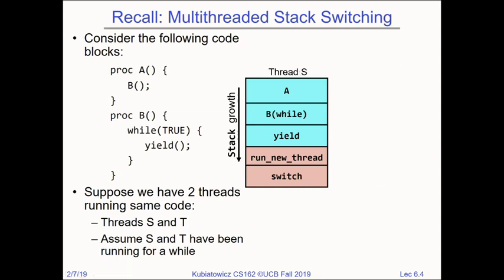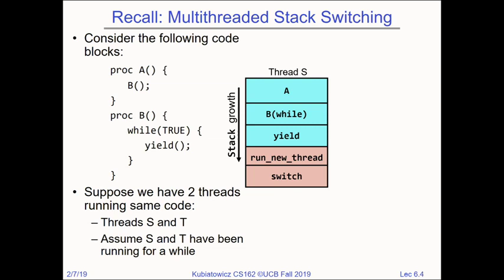Okay, so what would happen? Thread S is the only thread in the world. It has a stack frame, which calls B. B calls yield. Yield calls run new thread. Run new thread picks a new thread. Run new thread calls switch.